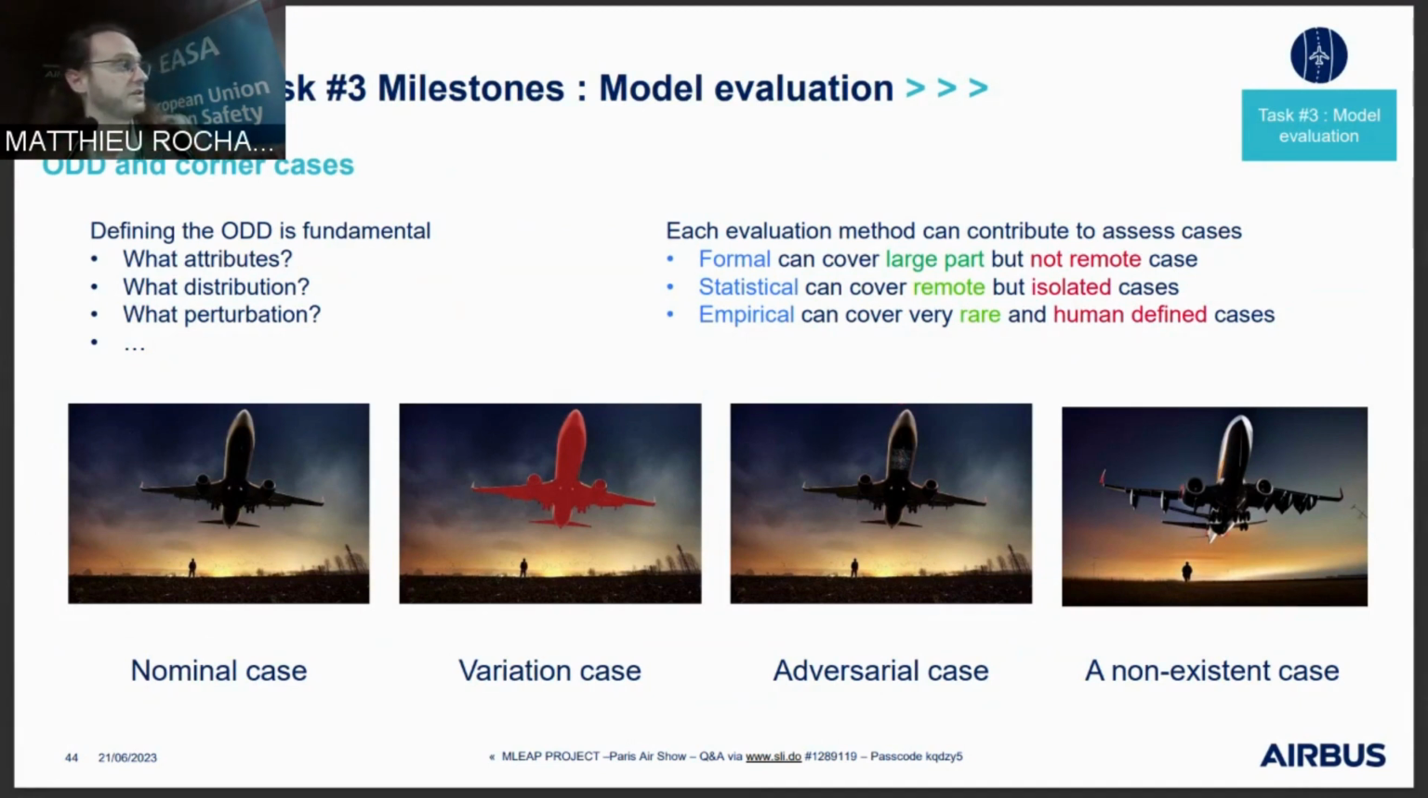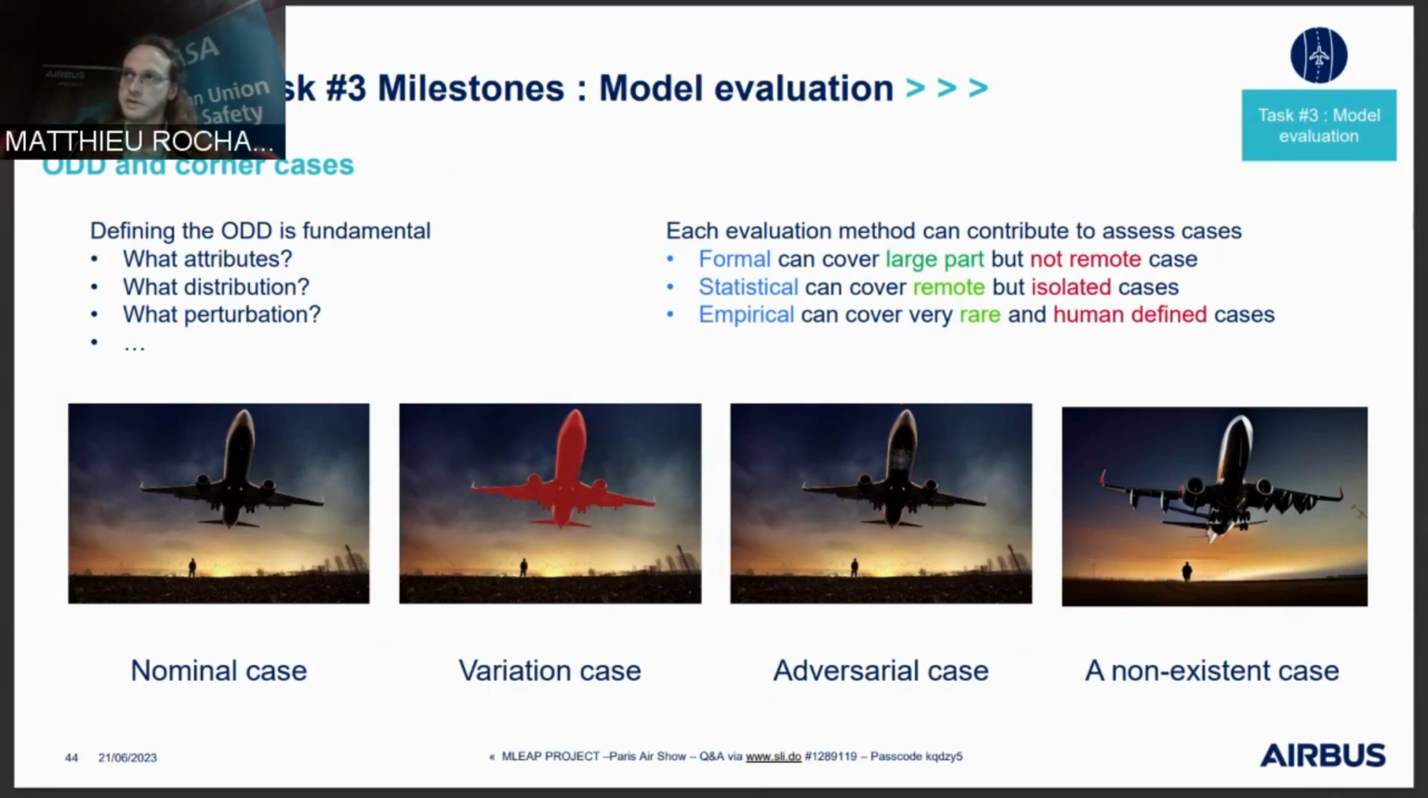So for example, if this is a nominal case on the left, maybe you can have variation like my plane can be red. That's a valid example I can have. I can maybe consider also if my plane can have some adversarial patterns printed on it. Is it something that can happen or not? And obviously, you can have also cases that are non-existent, like this plane I've generated with some generative AI, telling that I want a 5-winged plane that obviously doesn't exist, but it can generate one.